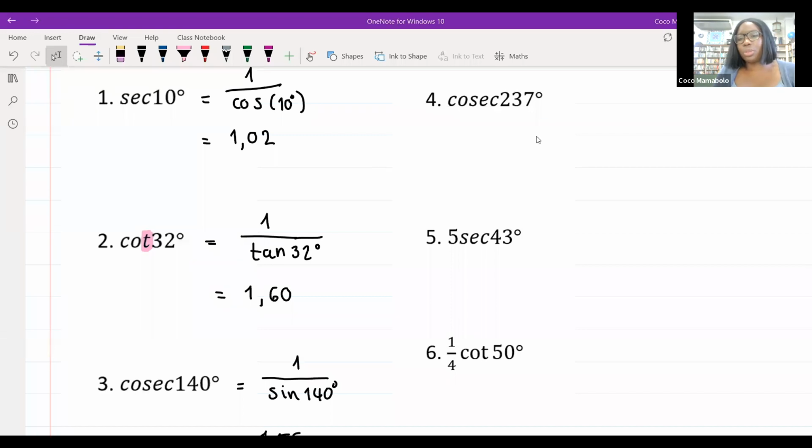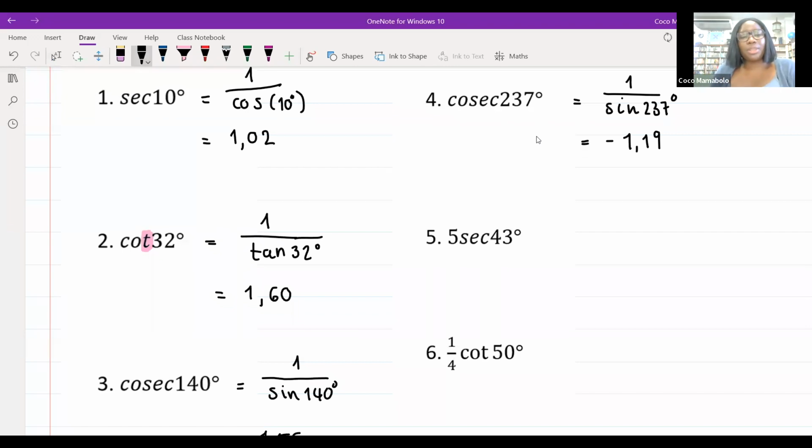Number 4 is also cosec. So I'm going to go 1 over sine of 237, and my answer should come out negative. That's going to equal negative 1,19. Beautiful. All right, let's talk about number 5 and number 6 quickly.